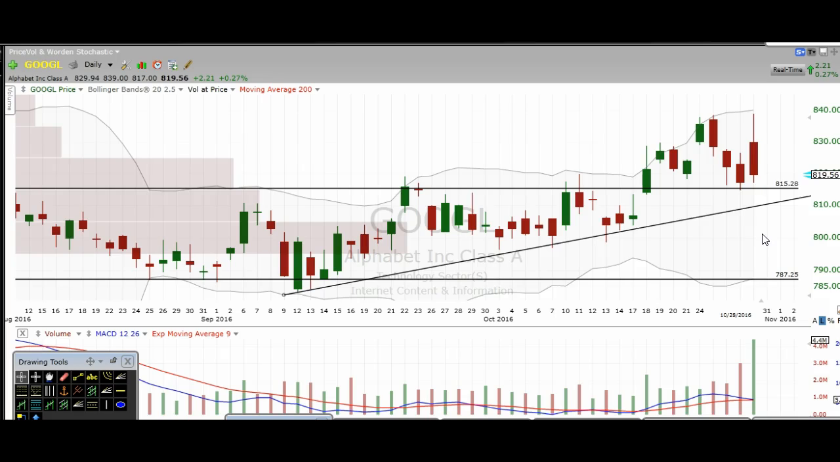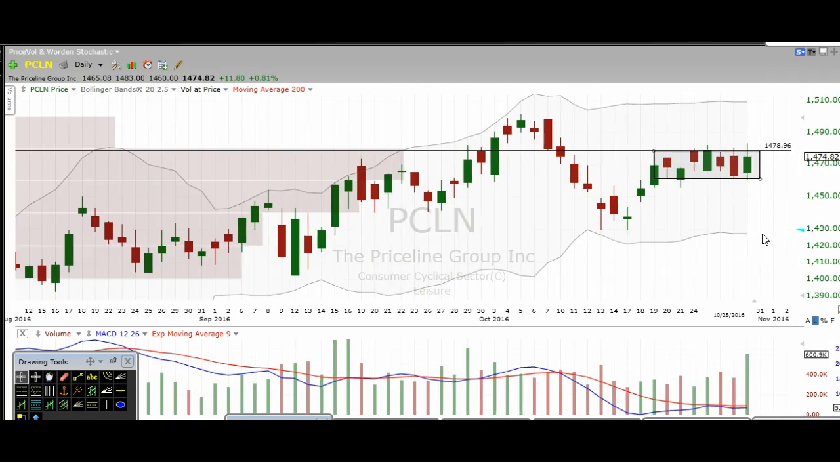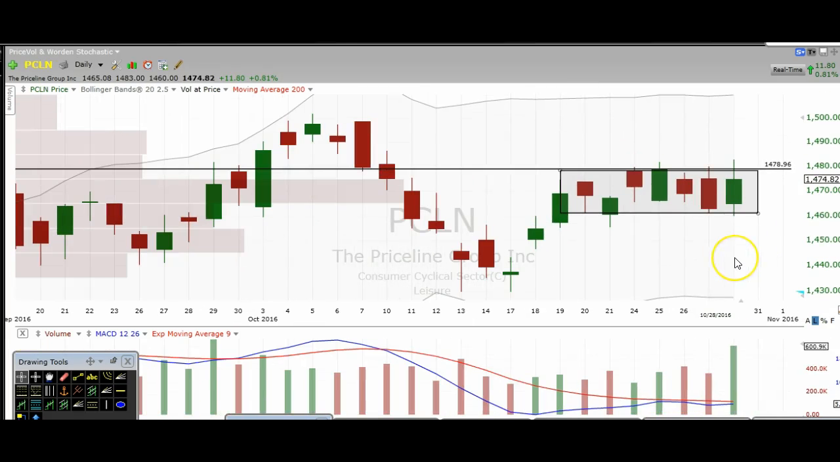The next one we're going to take a look at is Priceline. Priceline is trading in a box here between about 1480, let's just call it that for a nice round number, and about 1460. So we've got about a $20 box right here for Priceline. And we can expect, if we get a close outside of this box, either on the upside or the downside, that we're going to see a $20 move.